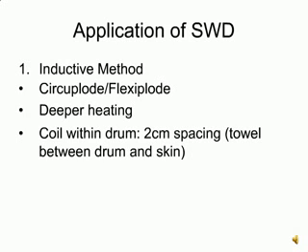As introduced earlier, shortwave diathermy may be applied in two different ways. The inductive method is most commonly used using a circuit plot, a drum applied at right angles to the tissues, or a flexiplot, an electrode which can be folded to the shape of the body part. Induction causes deeper heating than the conductive method. Both use an inductive coil inside the electrode and are applied with approximately 2 cm between the electrode and the skin. A folded towel may be used to maintain that space and prevent the buildup of moisture between the drum and the skin surface.